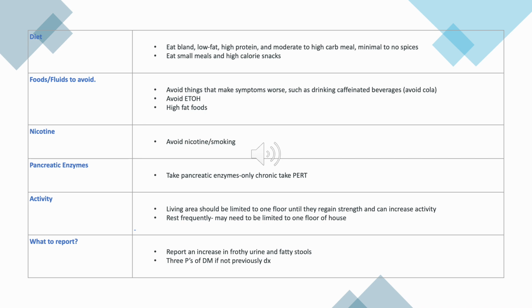Pancreatic enzymes, they have to take that with all meals and snacks and follow with a glass of water. Living area, if somebody's going home from the hospital with acute or chronic pancreatitis, ask about stairs in the house because they really need to be limited to one area. And they're going to need a bedside commode if they have steatorrhea. And then with what to report, you have to teach your patients to report an increase in frothy urine and fatty stools because that means biliary obstruction. Of course, if they have jaundice, they would report that too, and teach them about the 3 Ps of diabetes if they previously were not diagnosed with that.